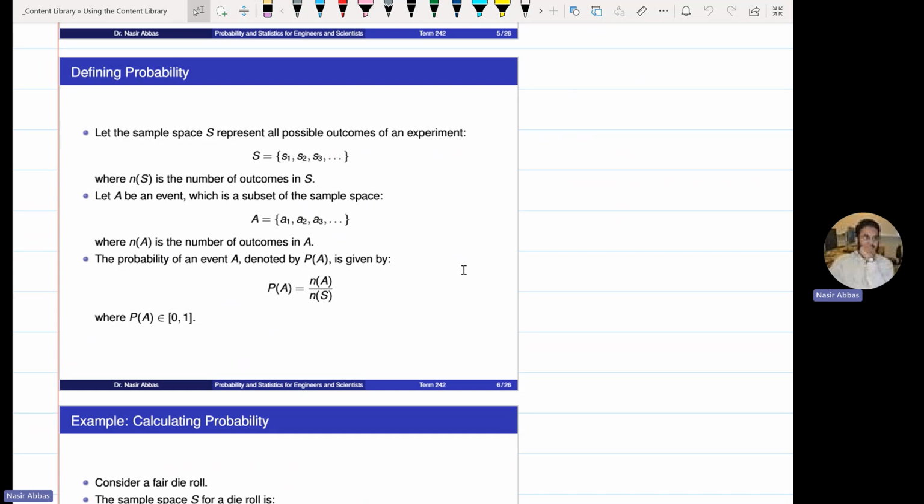Number two, we said probability is a number between 0 and 1. So keep in mind, if you see any option which is less than 0 or greater than 1, immediately discard it and think about the remaining options.